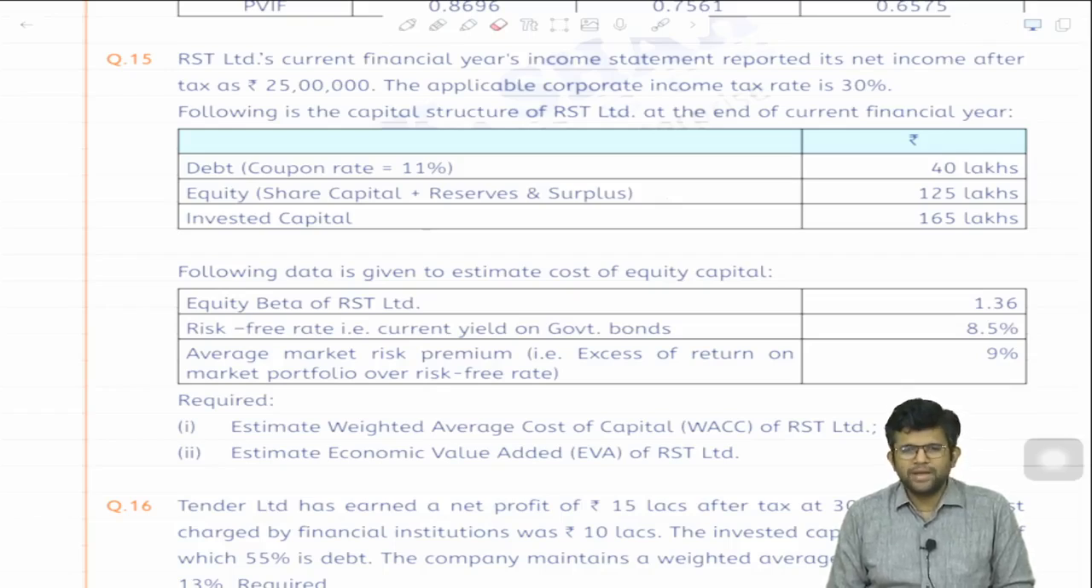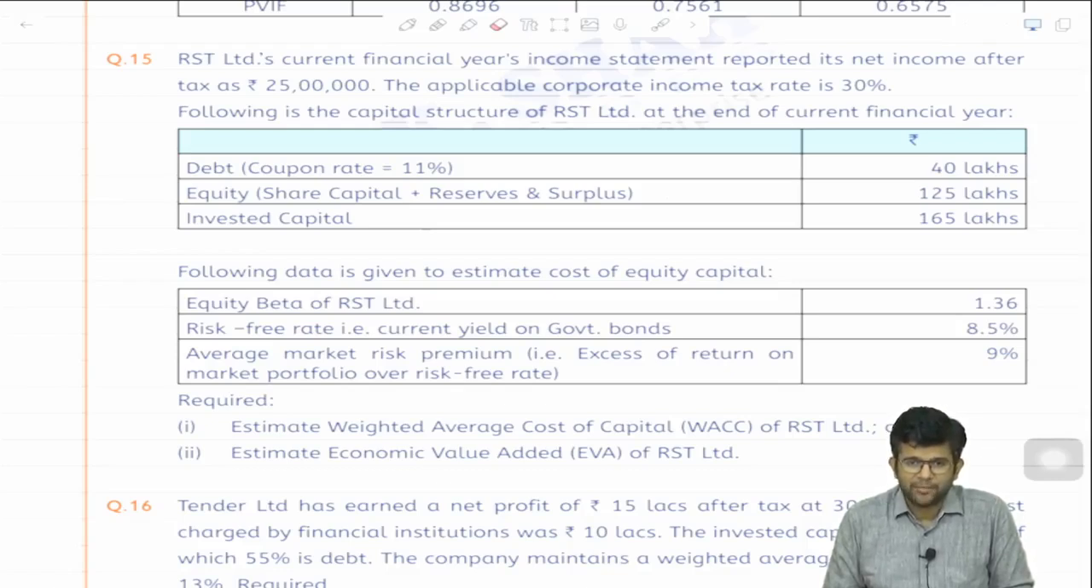It looks big, but it is not. They are saying RST Limited's current financial year's income statement reported net income after tax as 25 lakh and all data is given, which means I cannot consider this as NOPAT. This is NPAT proper. We will have to go reverse and calculate. The tax rate given to you is 30%.